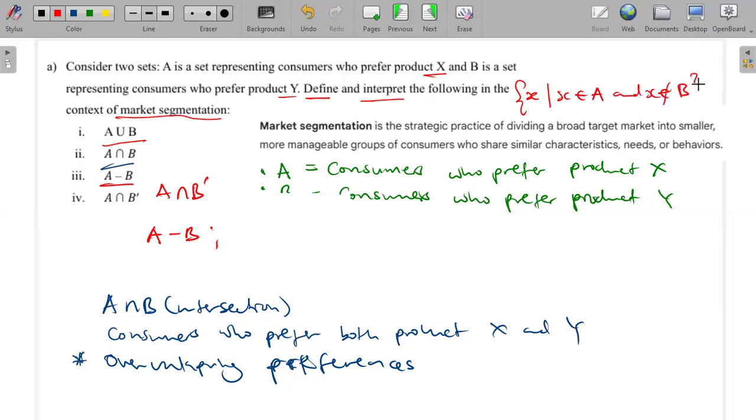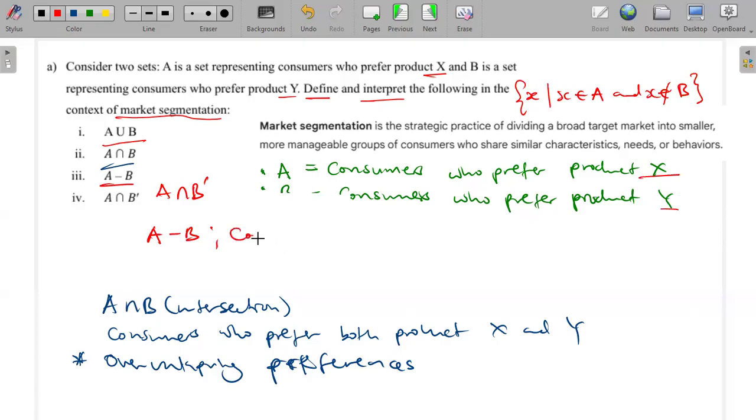A member of B. So this is how we define the set difference: the element is in A, but the element is not in B. So what is this going to mean for us now? This here shows us consumers who prefer product X, but they do not prefer product Y.